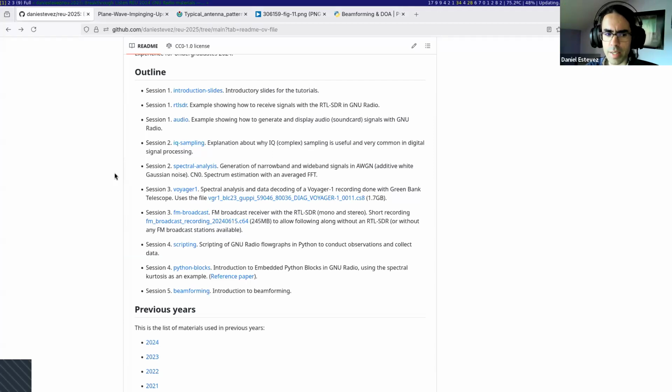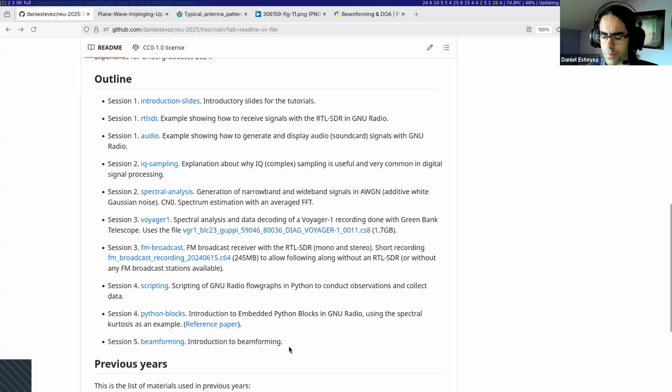The topic for today is essentially all the cool and interesting things we can have with a radio telescope with multiple antennas. It is session 5, beamforming, and we will see how beamforming works. And I will also speak a bit about interferometry.